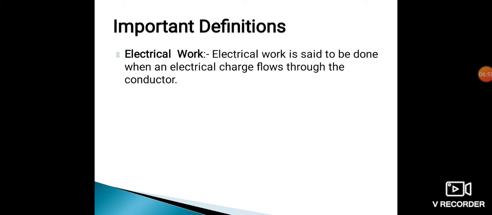Next is electrical work. Electrical work is said to be done when an electrical charge flows through a conductor. That means if electrical charge is flowing in a conductor from one place to another place, only then can we say that electrical work is done. If charges are not flowing in a conductor, then we will not say that any electrical work has taken place in the conductor.